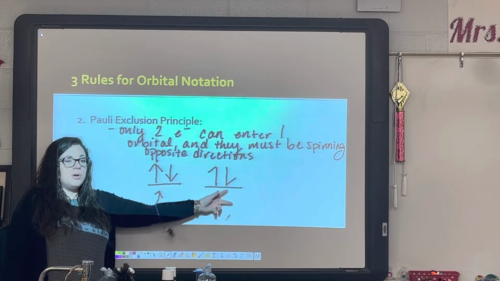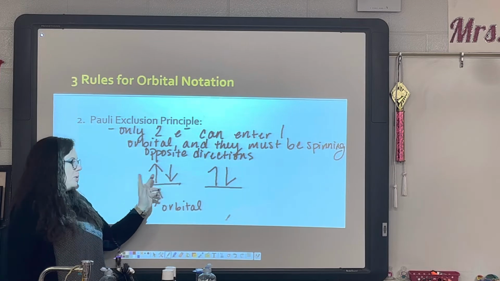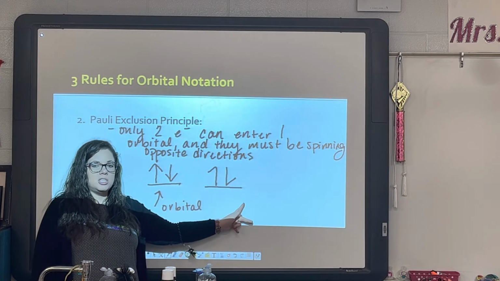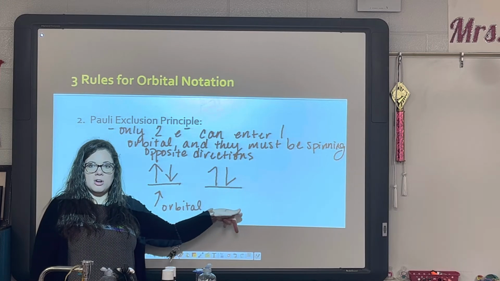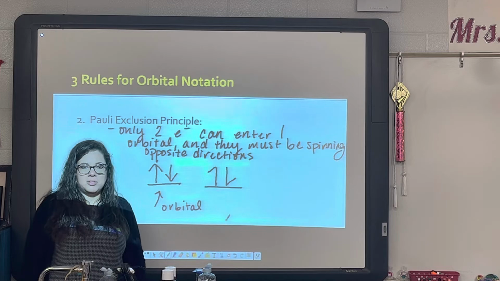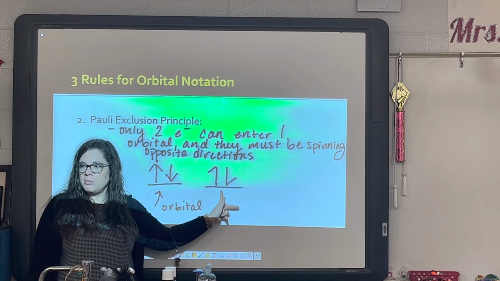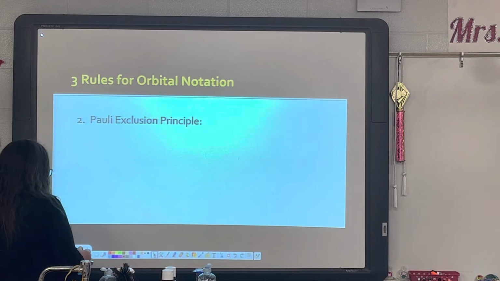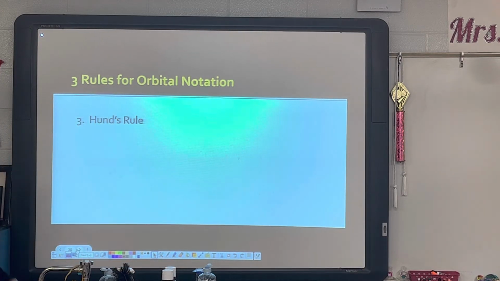Alright, so that's how we're gonna do this. The Pauli exclusion principle: we can only put 2 electrons in one orbital, and we have to show them with opposite directions, opposite facing arrows. If you want to do full arrows, cool. I'm doing half arrows. You can do half arrows with me. Okay? Alright, and the last rule that we have to follow, it's not going to make much sense until I do the first example with you, but let's go ahead and write it.